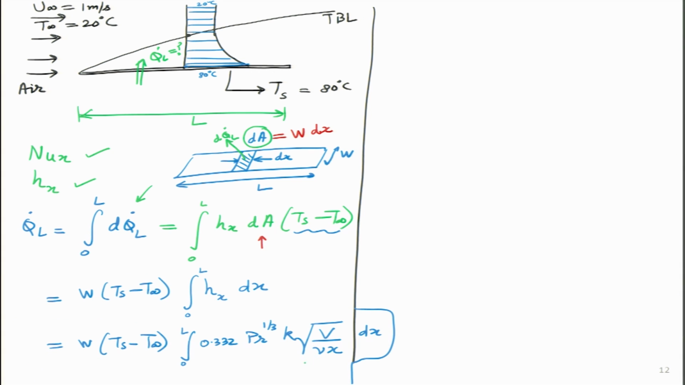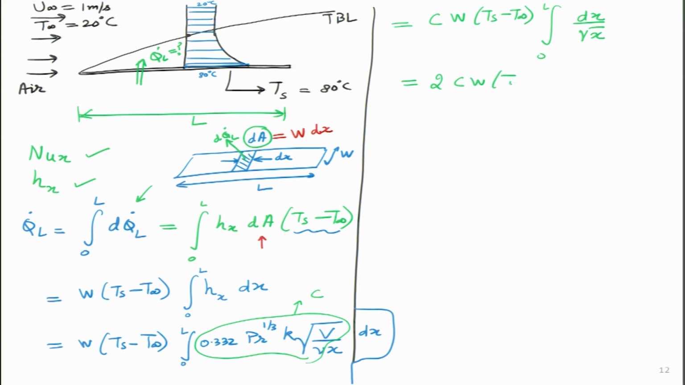So, let me call them capital C, and that C I can take outside. So, I get C W (Ts minus T infinity), and I am simply integrating over L the quantity dx by square root of x. This integration is pretty straightforward. It will be simply 2 into square root of x, then I apply the limit, it becomes 2 into square root of L. So, 2 I pull outside, then what I get is (Ts minus T infinity) into square root of L. This is my final answer for Q dot L.